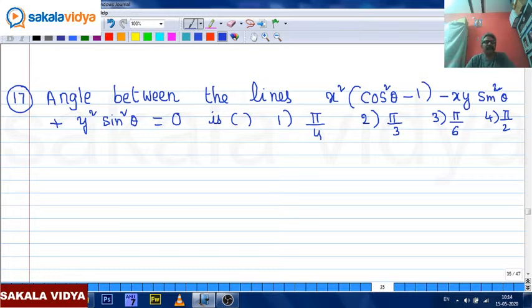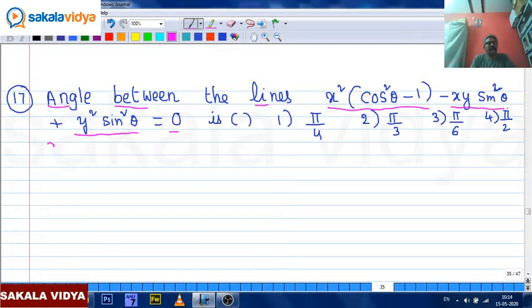So now this problem is related to the angle between the lines. Whenever you are asked the angle between the lines, first check coefficient of x square plus coefficient of y square. If coefficient of x square plus coefficient of y square is equal to 0, directly we can say 90 degrees. Otherwise go for formula. That is the best suggestion for competitive entrance examinations.